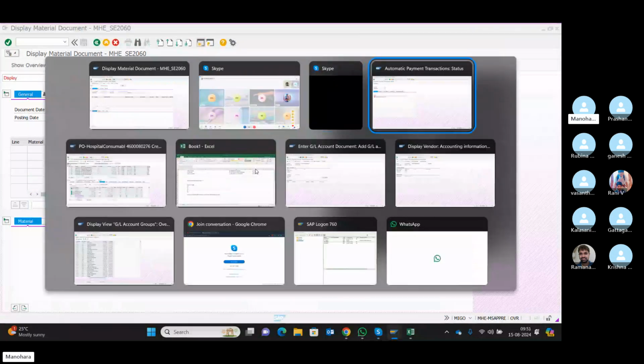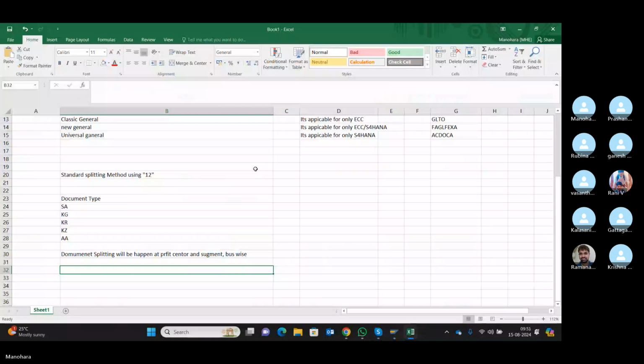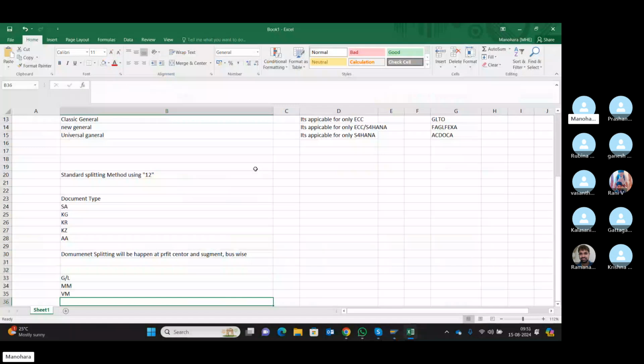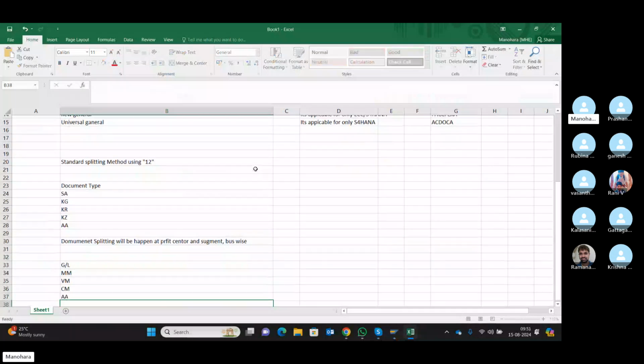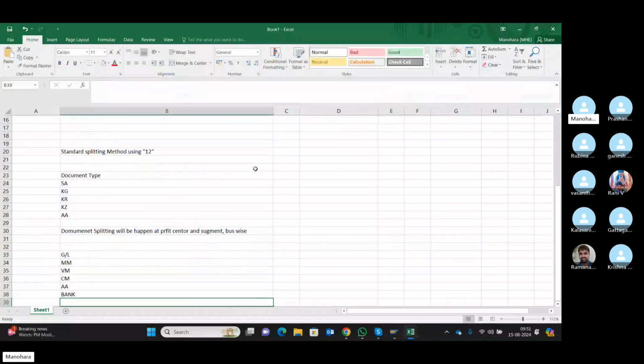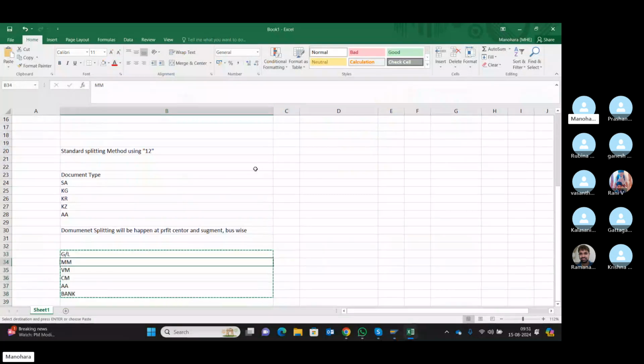How many master data are there already? The GL master, right? Material master, vendor master, SD customer master, asset master, bank master. These are master data, right? In the master data, we are giving the profit center. This is the main point. We have to tell the interviewer that the system understands it from the master data level.